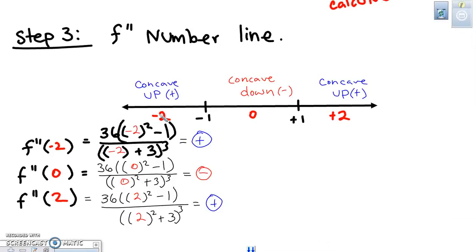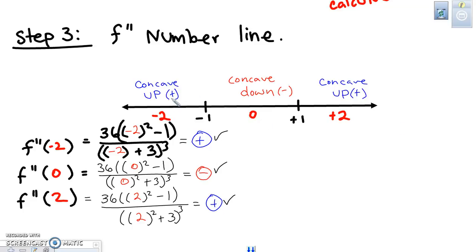You should have gotten concave up from negative infinity to negative 1, concave down from negative 1 to positive 1, and concave up again from positive 1 to positive infinity. So these are the signs. I didn't really do the work, I just showed you the outcomes. They should have come out positive, negative, positive.